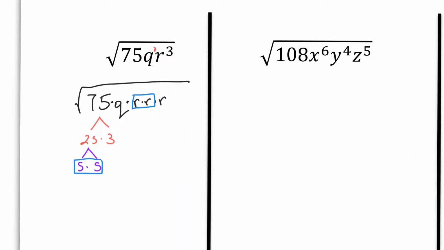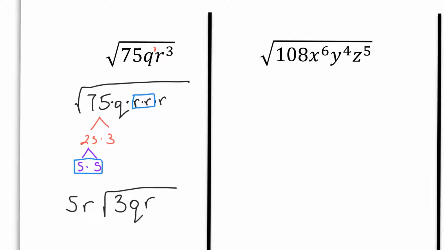Now you guys will have your radical, and you put the pairs outside. So I have a pair of 5s, so I put the 5. I have a pair of r, I put the r, and then inside I have the 3. That one doesn't have a pair, so I put the 3 here. The q doesn't have a pair, and there's an r with no pair inside of the radical, so that one stays inside. That's the answer. The square root of 75qr³ is 5r times the square root of 3qr.